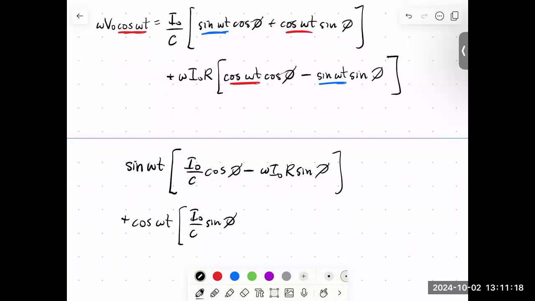And then we have plus omega I naught r cos phi. And then we have this one. I'm going to bring it over to the other side. So we'll have a minus omega v naught. And because I brought that term from the left over to the right, all of this would have to be equal to 0.